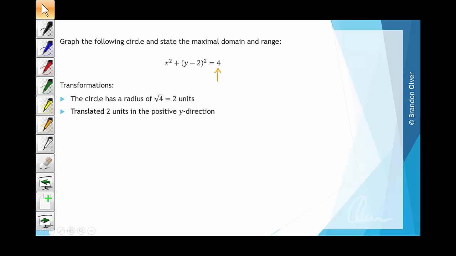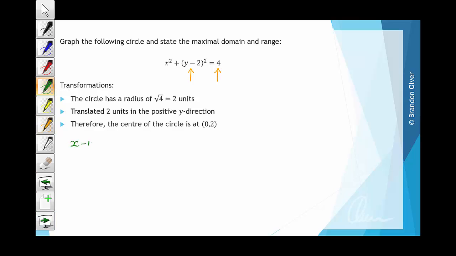The next thing we know is that the circle has been translated 2 units in the positive y direction, and that's because if we let y minus 2 equal 0, we get y equals positive 2. From that information, we know the centre of the circle is at the coordinate (0, 2). The next thing we can do is find the other key features of the graph, so we can find any x and y intercepts.